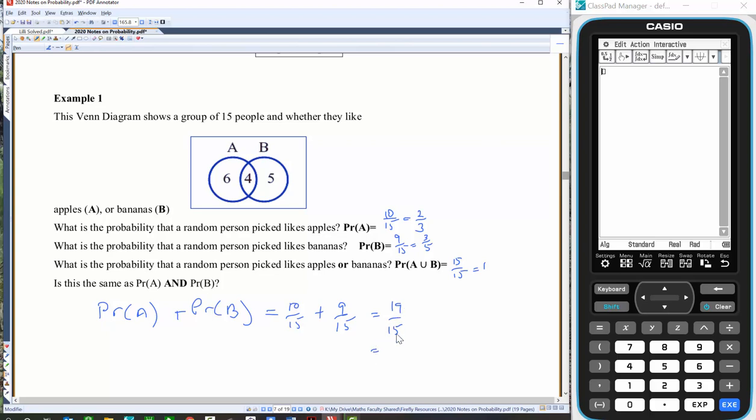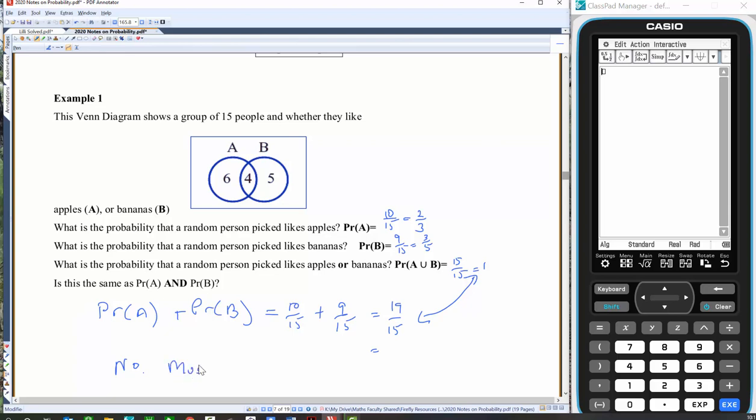Okay, and you can see there that that can't happen. One, we've got a probability larger than 1. And two, it doesn't equal the same thing that we just found out. Now, what's gone wrong? If I need to work out the probability of A plus the probability of B, or the probability of A or B, what I need to do is remove one lot of the intersection, or the middle part here. So the answer to this is no, it's not.